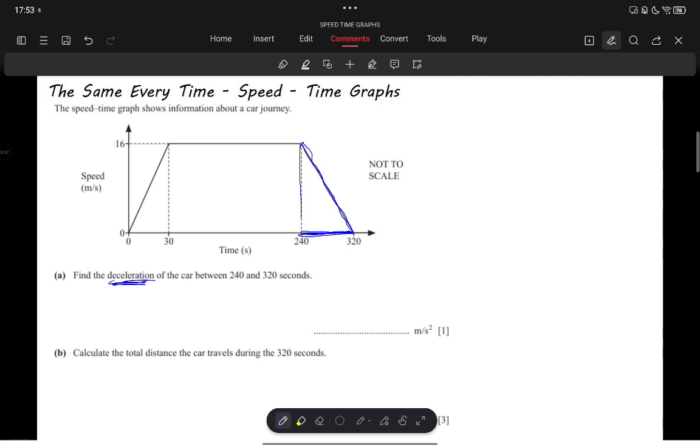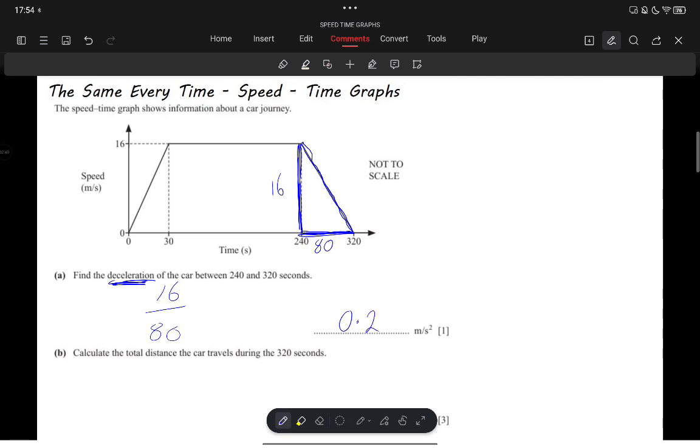So change in y divided by change in x, rise over run, some people say. So my change in y, 0 to 16, so 16. My change in x, 240 to 320, and that's going to give me 80. So my change in x there is 80, rise over run if you like, however you want to say these things. So the deceleration, the gradient, is going to be 16 divided by 80. 16 divided by 80, well, that's going to give me 0.2. So 0.2 meters per second squared.